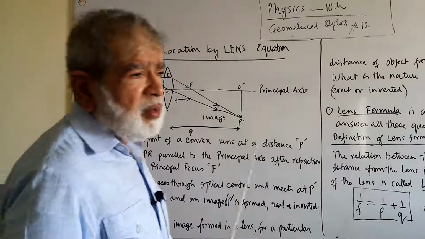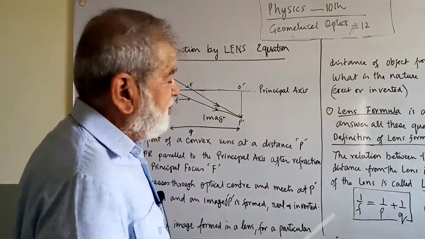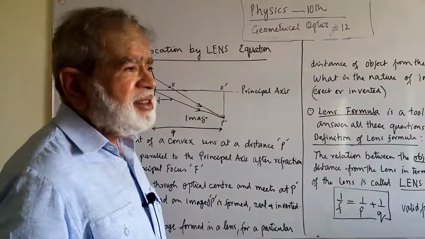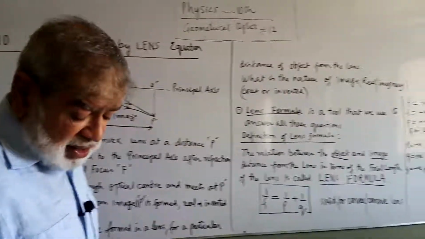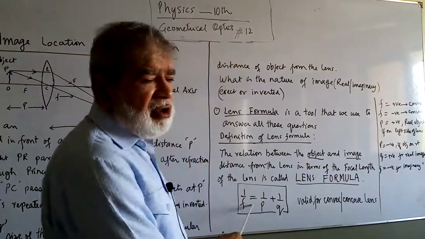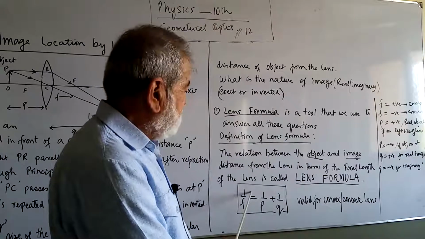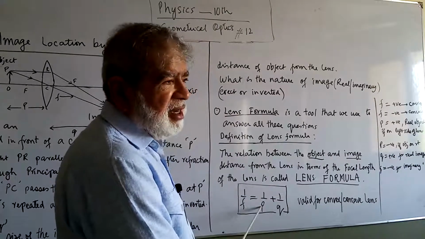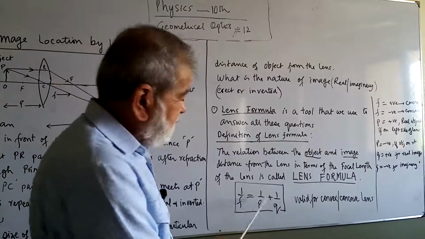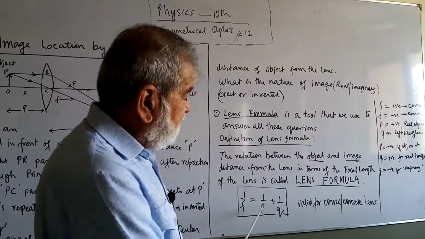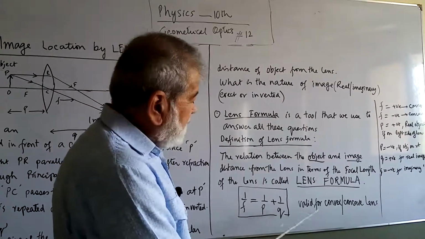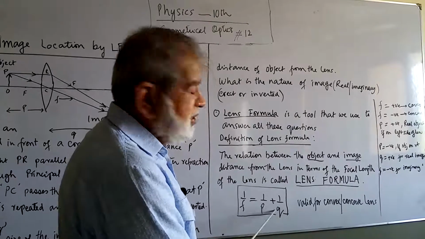Now when you use this lens formula, 1 over f is equal to 1 over p plus 1 over q, you have to understand a few terms regarding the positive or negative signs. F is always positive for a convex lens and negative for a concave lens. P is positive for real objects and negative for imaginary objects. Q is positive for real images and Q is negative for imaginary images.